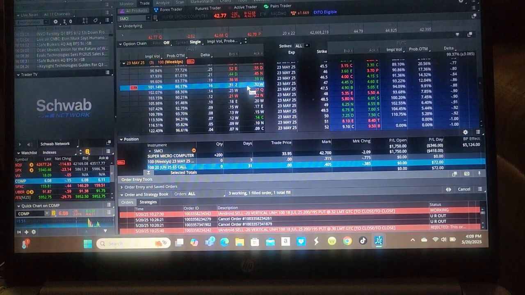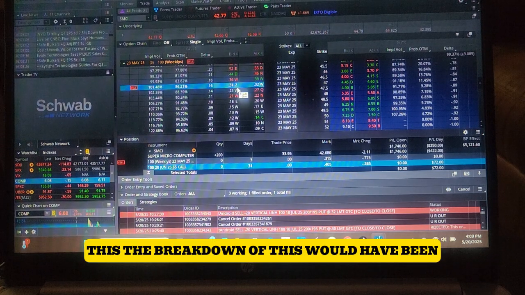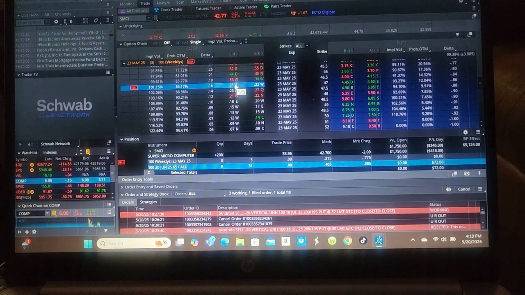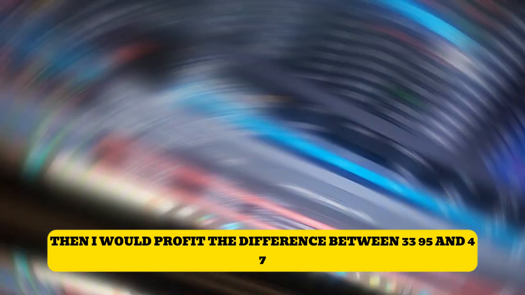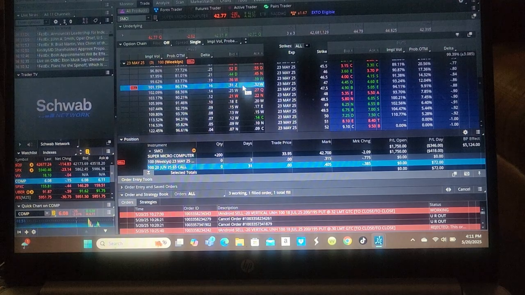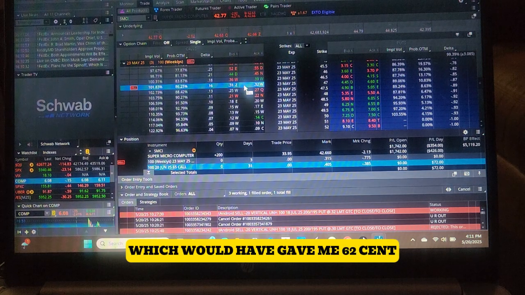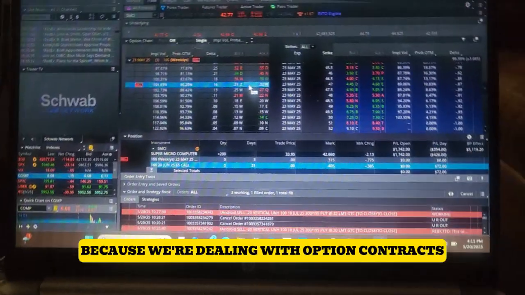Now, had I gotten this order in, the breakdown of this would have been, if SMCI goes to $47, then I would profit the difference between $33.95 and $47, plus the 0.31 times 2, which would have gave me 62 cents. But that's times 100 because we're dealing with option contracts.